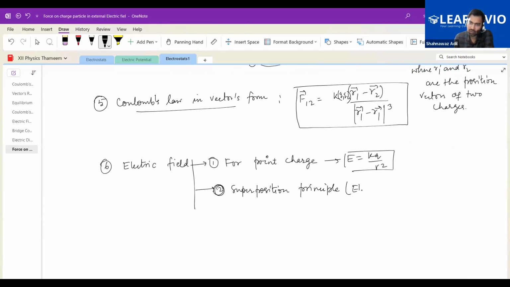Right. Yes, sir. And again, we saw that this E was simply E1 plus E2 plus so on, a vector sum. The third thing that we have understood is the dipole. And let me write it in here.